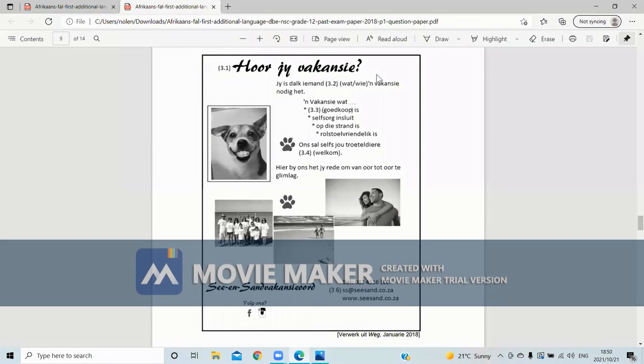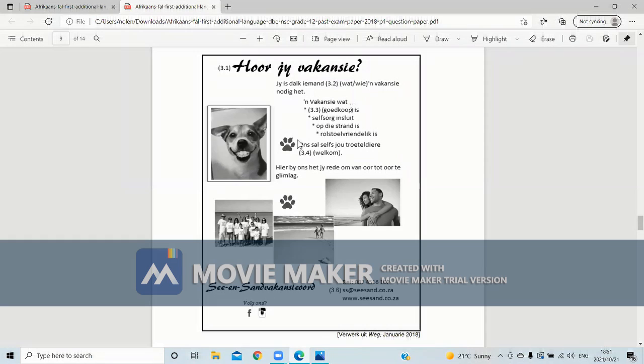Okay, word jy vakansie, do you ja holiday? You guys all have that to look forward to. Jy is dalk iemand wat of wie 'n vakansie nodig het. You might be someone that needs a holiday. 'n Vakansie wat goedkoop is, selfsorg insluit. So a holiday that is cheap or affordable includes self-care. It's on the beach. Op die strand is on the beach. It's wheelchair friendly. Ons sal selfs jou troeteldiere welkom. We'll even welcome your pets.